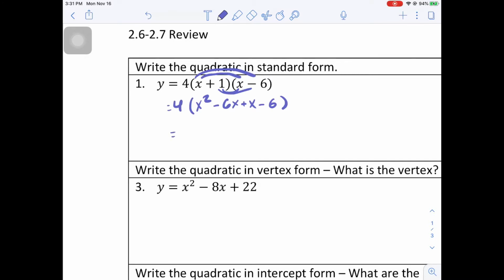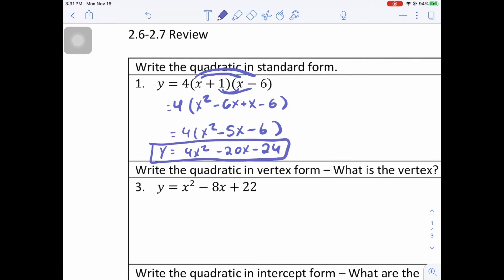The 4 still needs to multiply in. So we have this is equal to 4 times x squared minus 5x minus 6. Now we multiply the 4 in, so you get y is equal to 4x squared minus 20x minus 24. And that would be standard form.